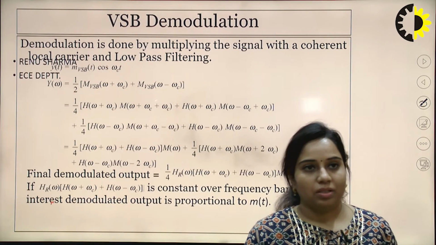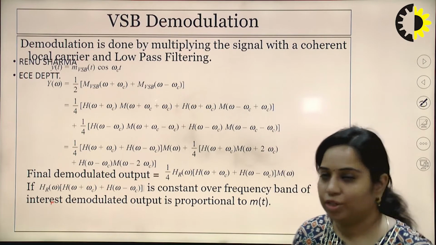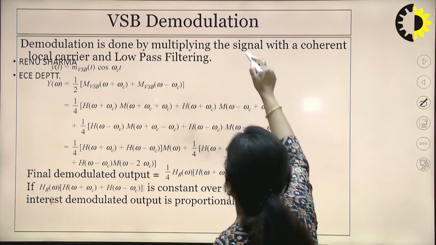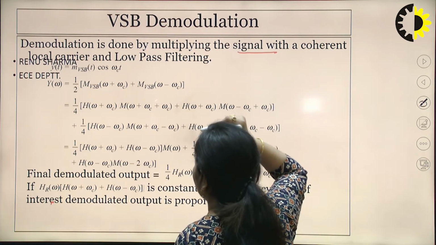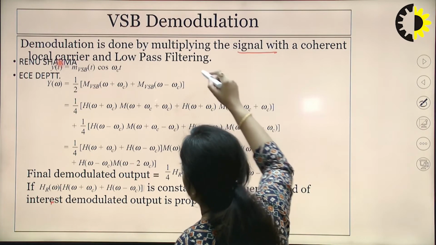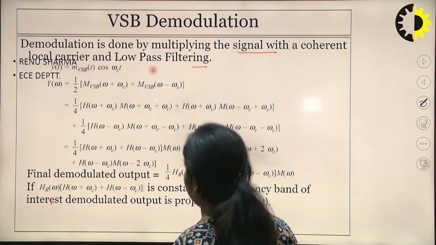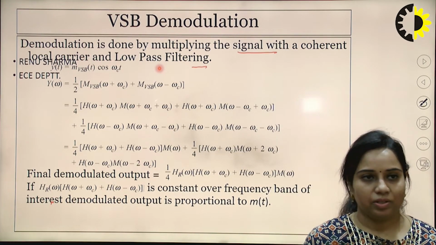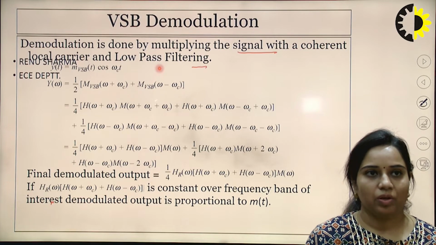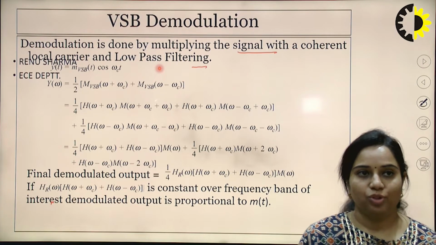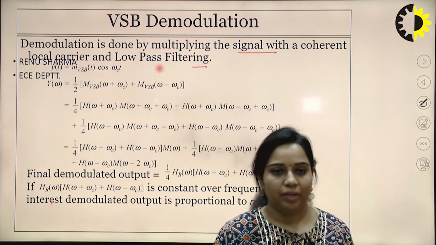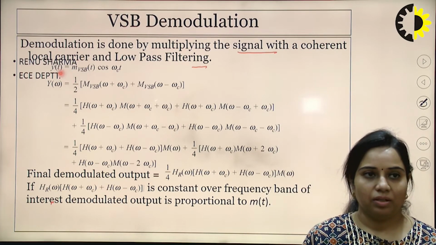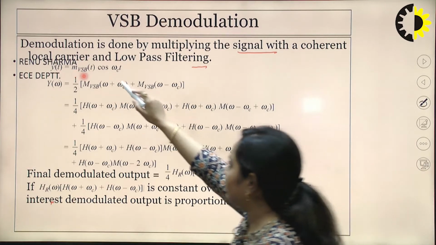Now next is VSB demodulation. In case of VSB demodulation, the demodulation is done by multiplying the signal with a coherent local carrier and passing it through a low pass filter. So in every kind of demodulation, as you have seen, whether it is SSB-SC, DSB-SC, or now VSB, we have to just multiply the received signal with a cosine signal, that is a locally generated carrier signal, like you can see over here.